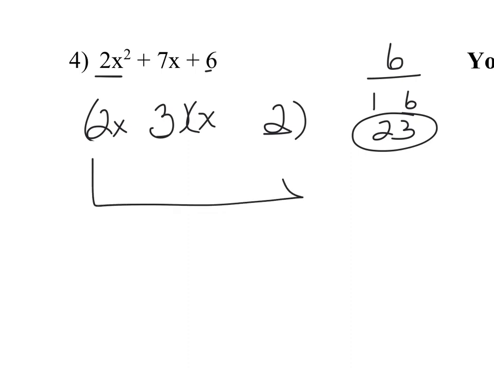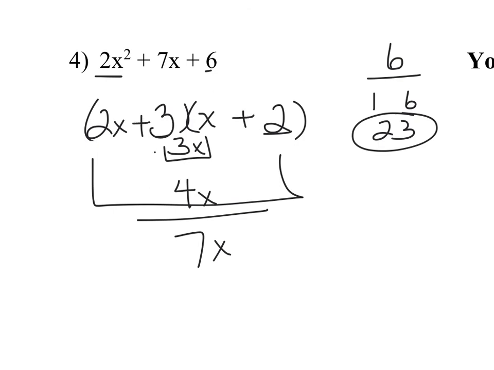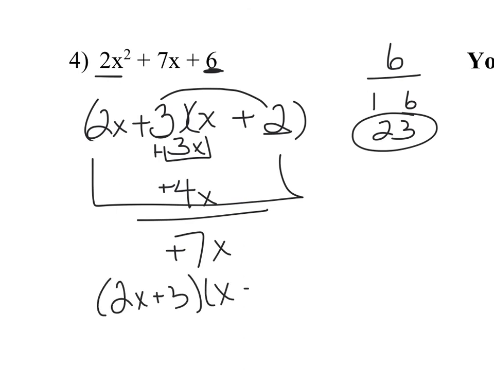Now my check. So multiply the outside, multiply the inside. The outside is 4x. The inside is 3x. Adding these two together, I get 7x, which is exactly what I want. Okay, so sometimes it turns out pretty nice. So they both have to be positive for this to be a 7x, and when that happens, if I multiply the positive 3 times a positive 2, I still get a positive 6. So 2x plus 3 and x plus 2. Try the next one and see how you do.